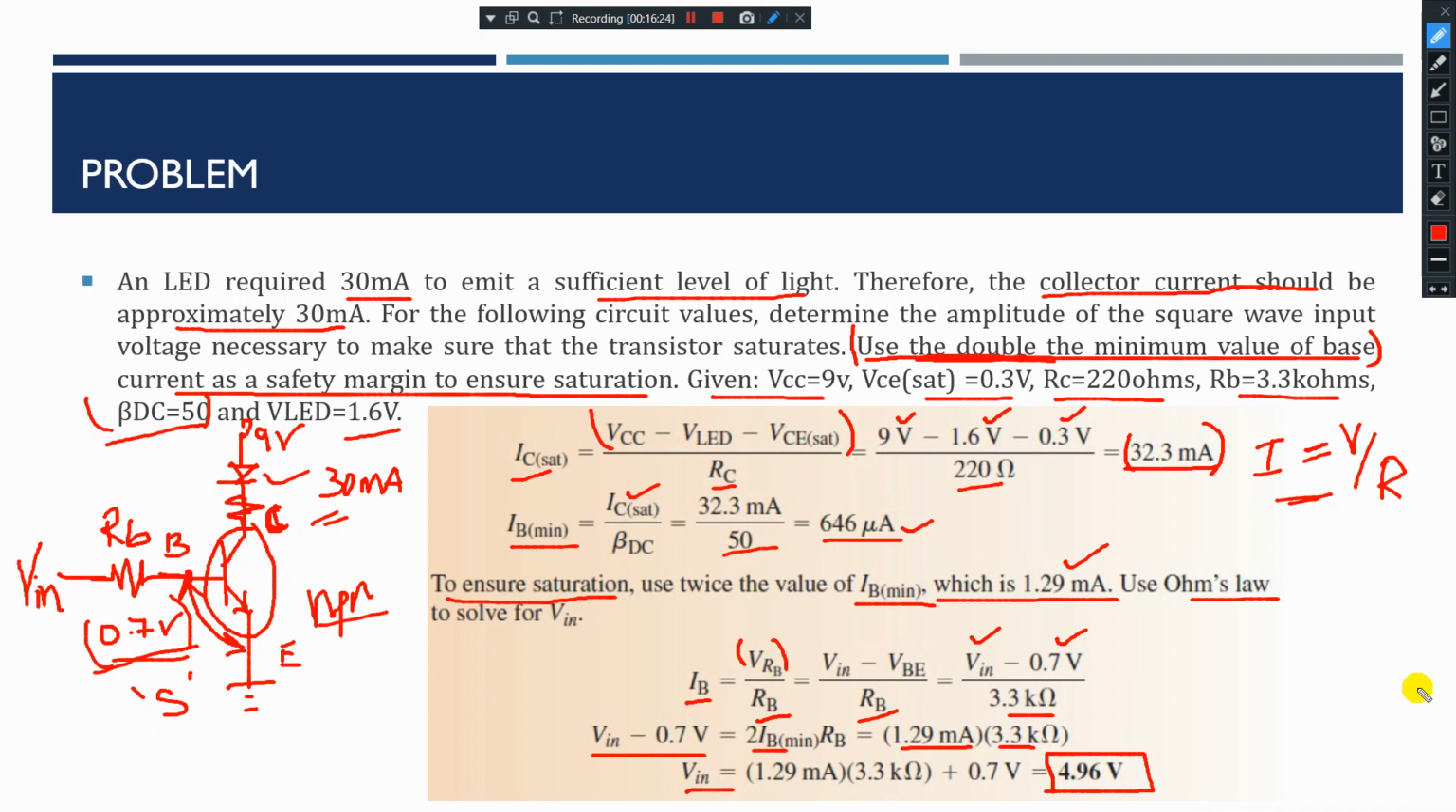So what should be the input voltage? Vin should be 4.96 volt for a minimum IB current of 1.29 milliamp. That's what we have solved here.